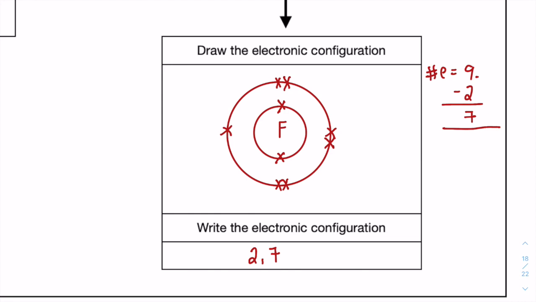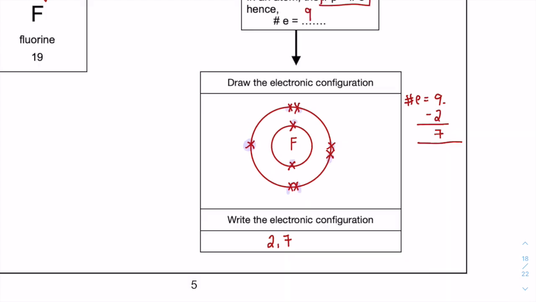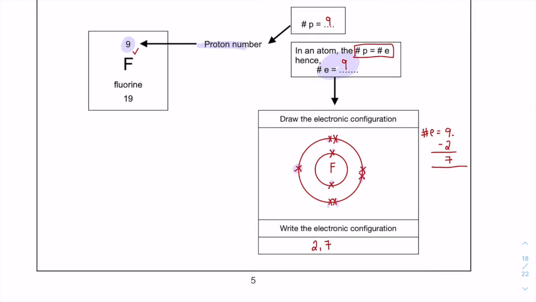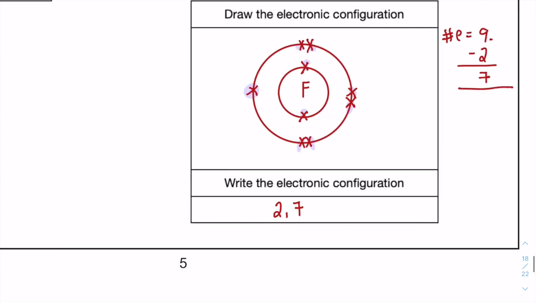Okay, and are we done? Let's check. How many electrons have we drawn in total? We have drawn 1, 2, 3, 4, 5, 6, 7, 8, 9. And so we have accounted for all 9 of these electrons. Okay, so remember when you write the electronic configuration, we are just indicating the number of electrons in each shell.